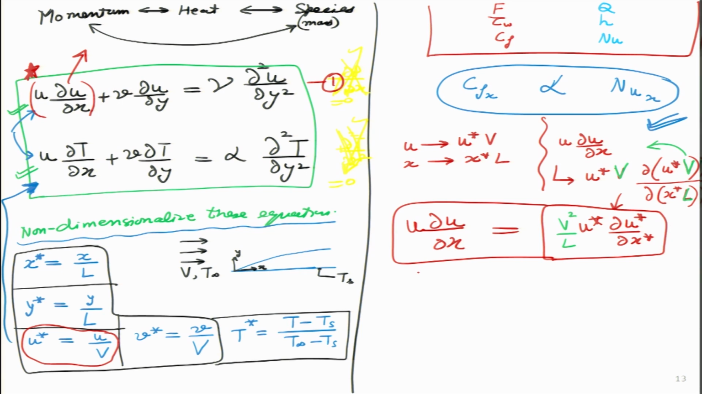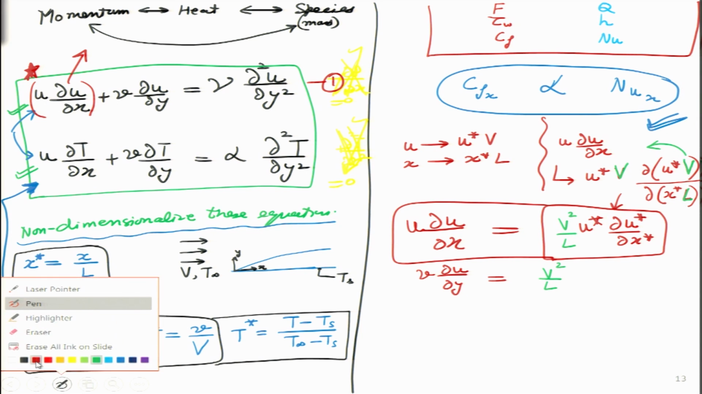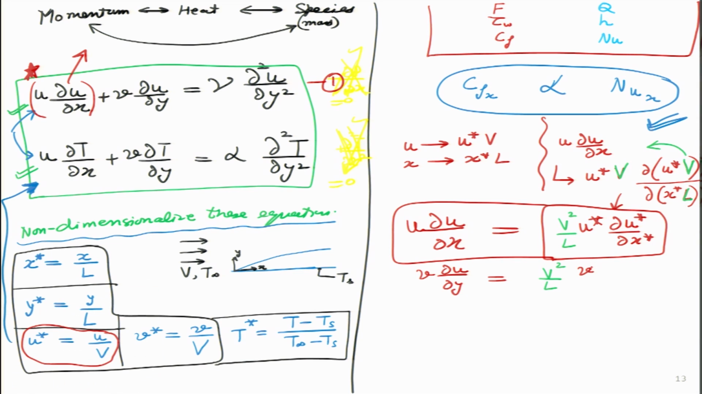Similarly, for v I can also do. So, v del u by del y simply becomes what? Again I will take out the constants over here, it will become V square by L, and what will remain is simply v star del u star by del y star, right. So, the second term also I have non-dimensionalized.